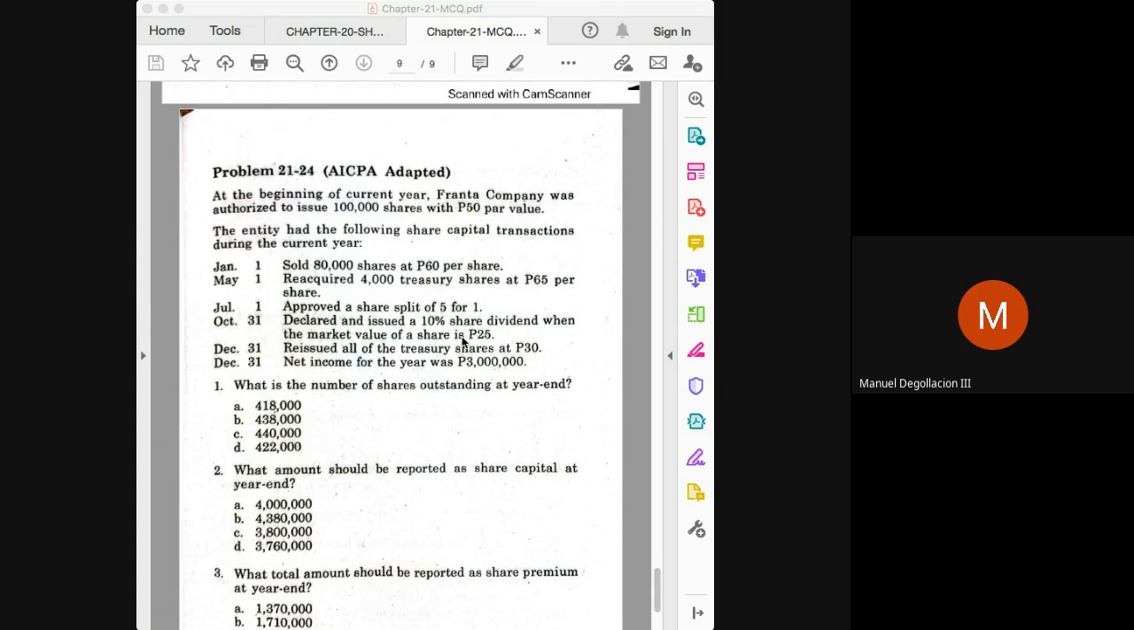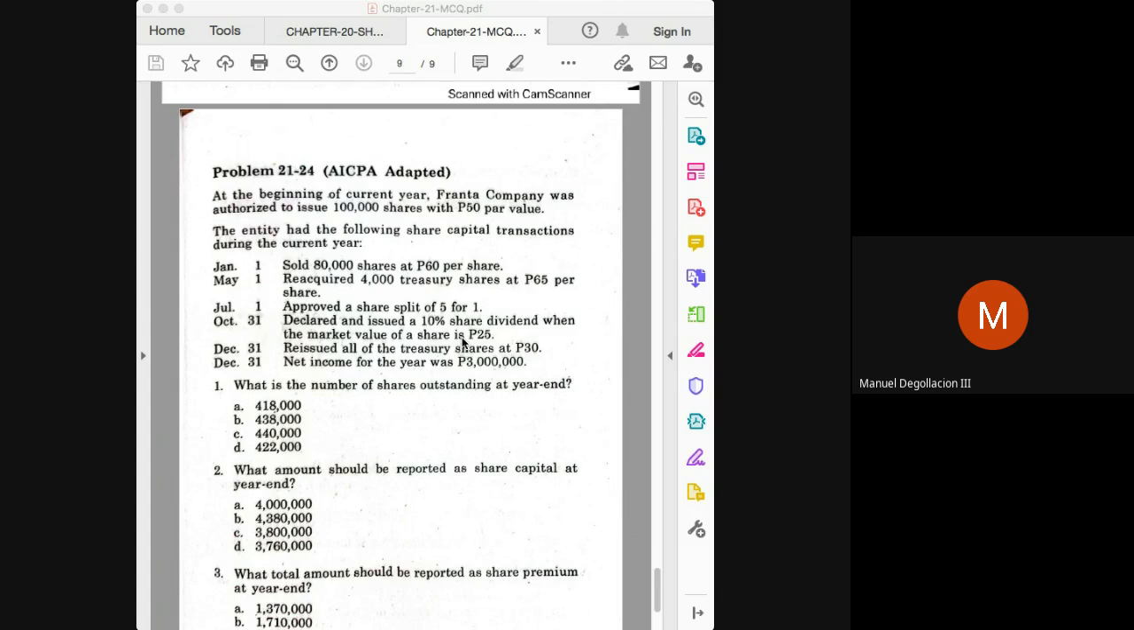October 31, declared and issued a 10% share dividend when the market value of the share is 25. The entry here would be debit retained earnings, since this is a declaration of a dividend, and credit share capital and share premium. This is considered as a small stock dividend, class. If it is less than 20%, it is considered as a small stock dividend, and the stock dividends are to be measured at fair value.